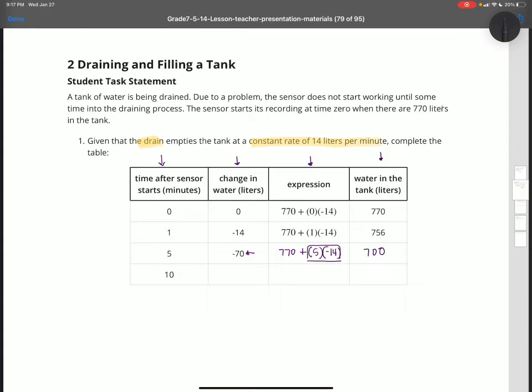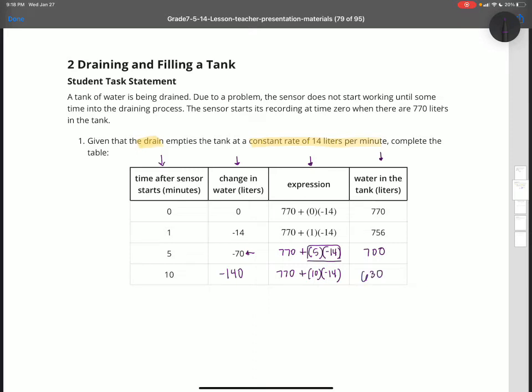The next line I will put, 770 plus 10 times negative 14. Okay? That would give me negative 140. Okay? 770 minus 100 would give me 670. Then 670 minus 40 would give me 630.